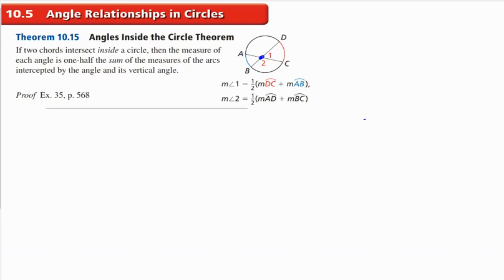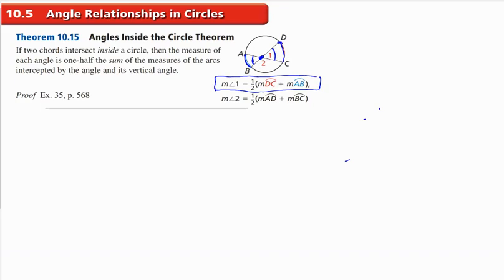And theorem 10.15 states if 2 chords intersect inside a circle, then the measure of each angle is 1/2 the sum of the measures of the arcs intercepted by the angle and its vertical angle. So we see that angle 1 intercepts arc DC, and the vertical angle to angle 1 intercepts arc AB. So we have this formula here. Angle 1 is 1/2 the sum of DC plus AB.